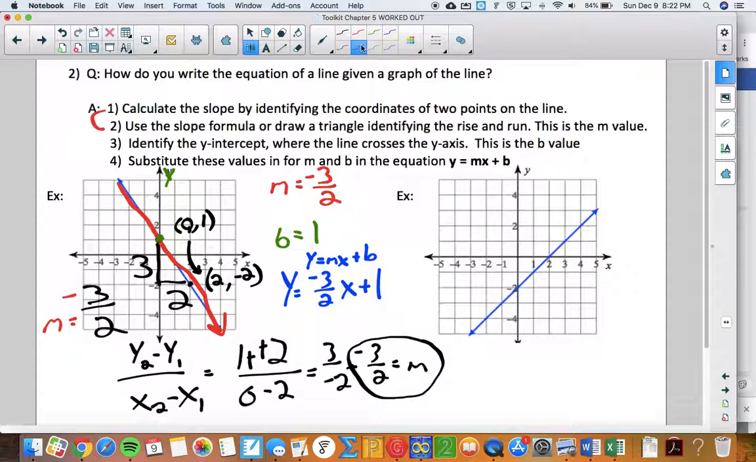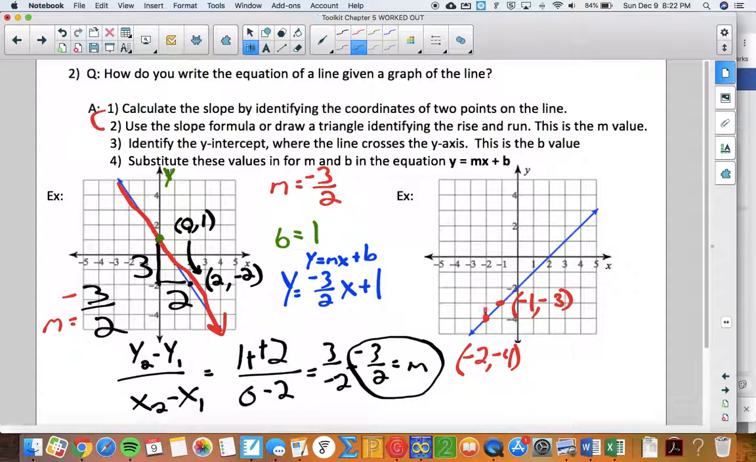Let's try it one more time over here. Identifying 2 points that the line goes through. How about there? -2, -4. And then right there, -1, -3.